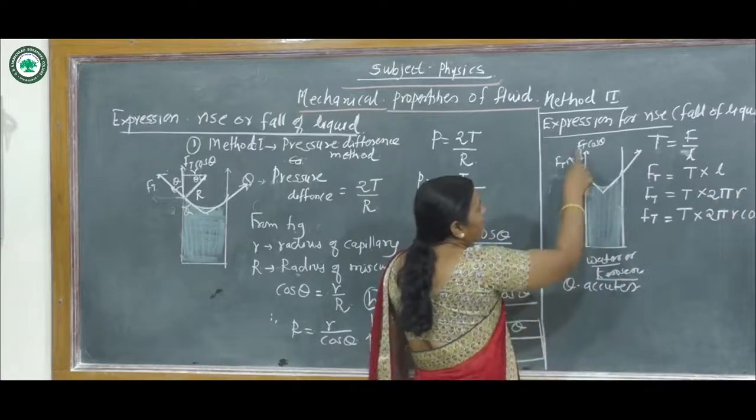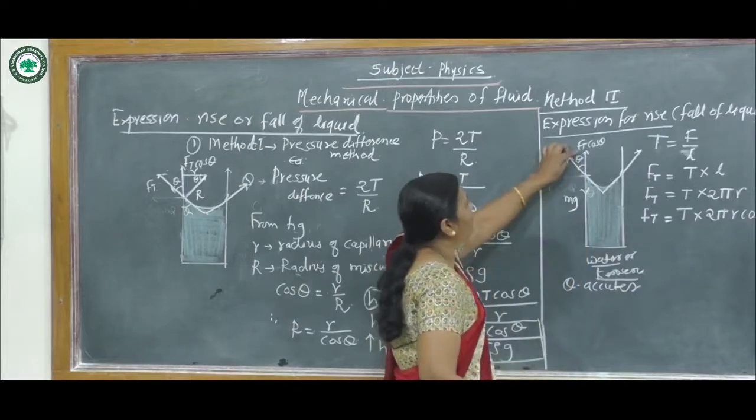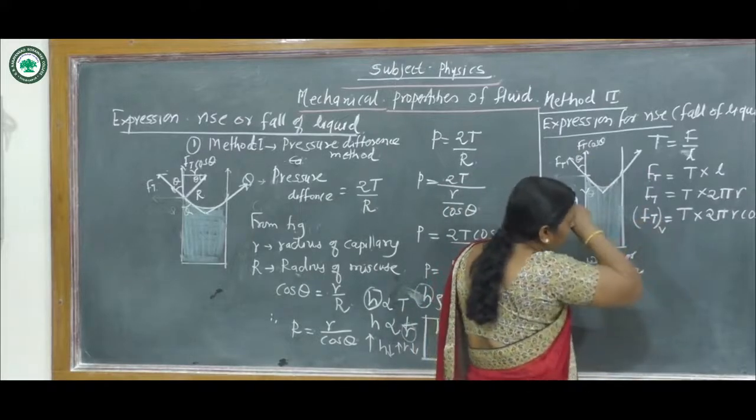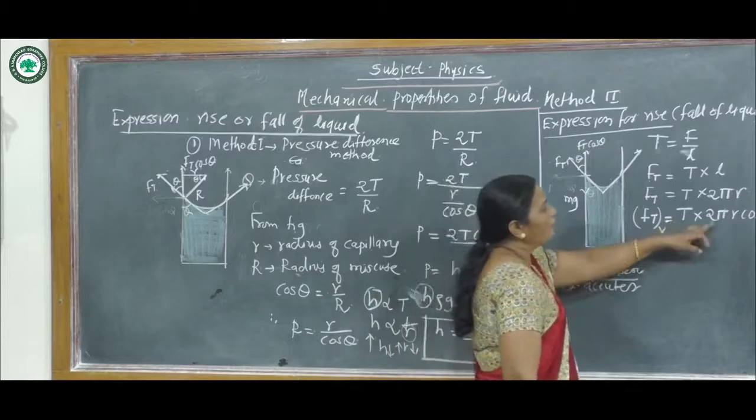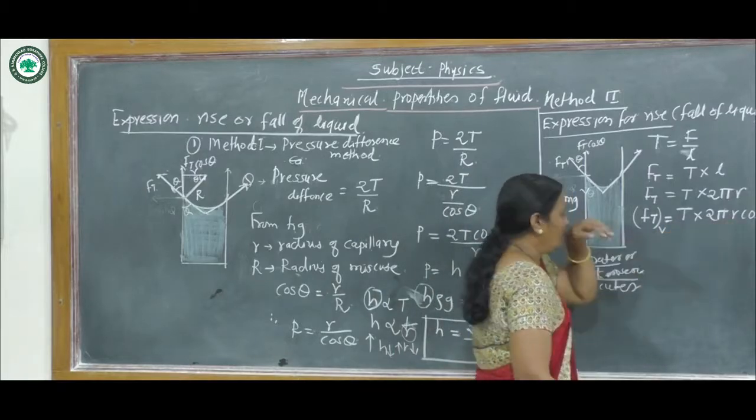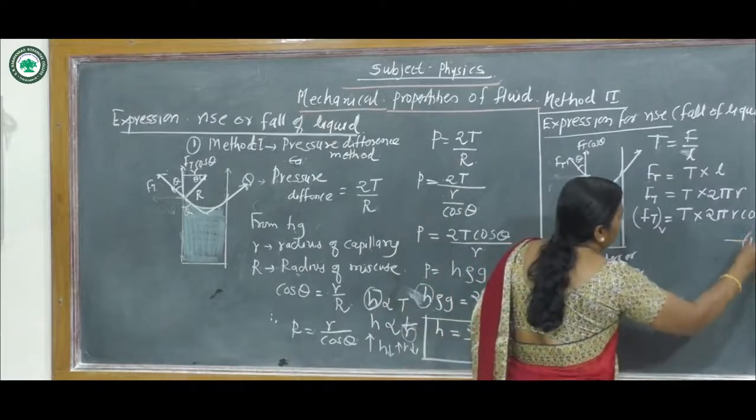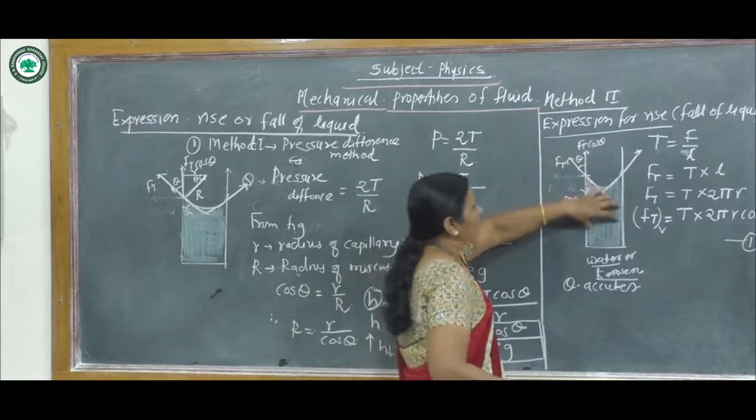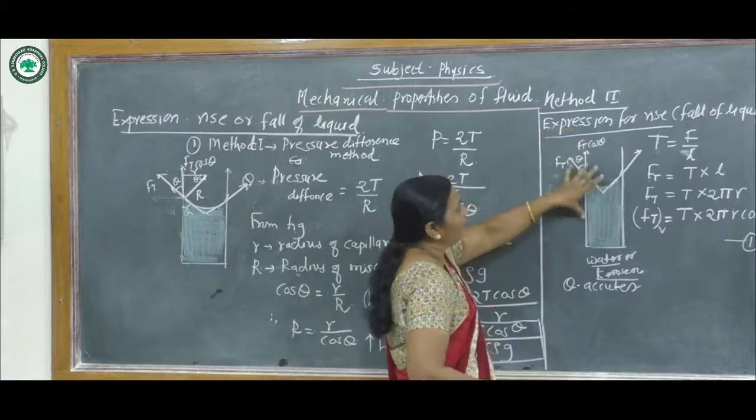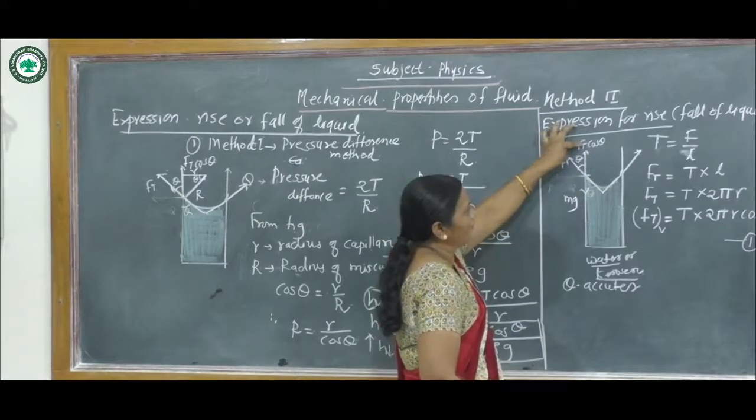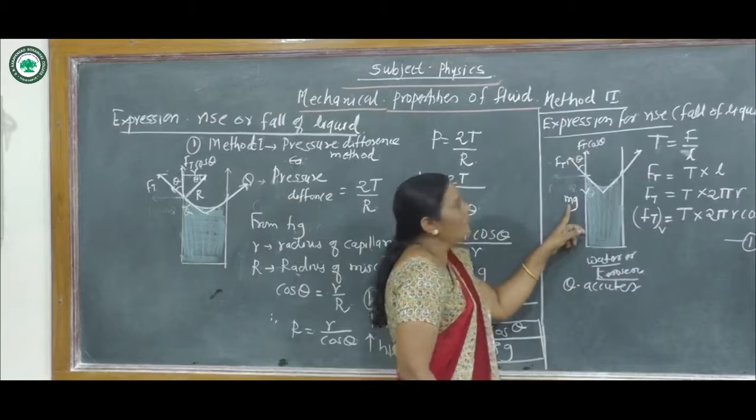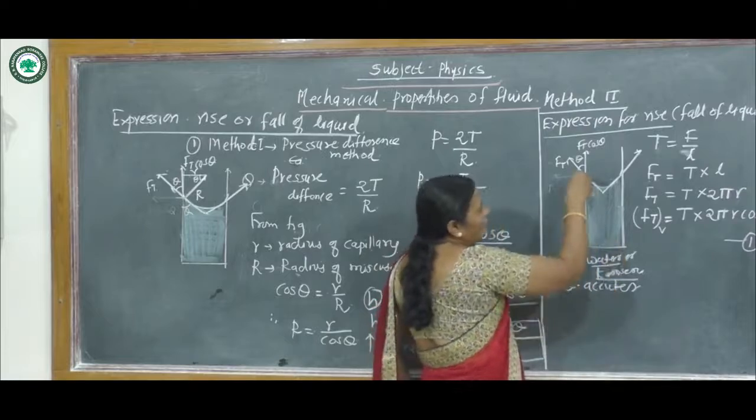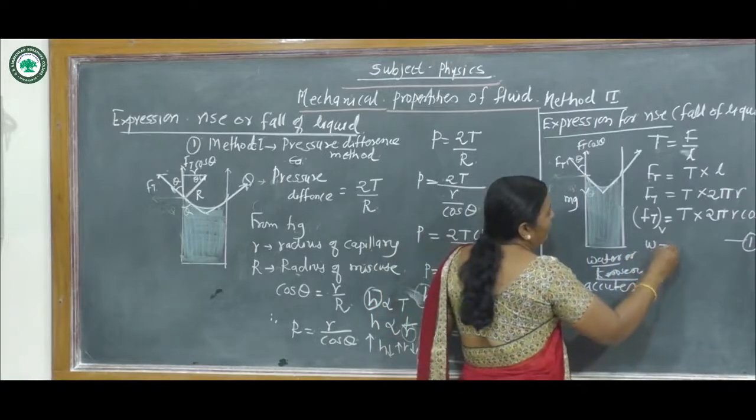Now the vertical component of force is Ft cos theta. Therefore the vertical component of force is T into 2 pi r cos theta. This is equation number 1. Now see, in this case the liquid column is balanced by this force. The figure shows the upward vertical force is Ft cos theta and the downward force is the weight of the liquid column, which is mg. Therefore the other force acting on this liquid column is its weight.